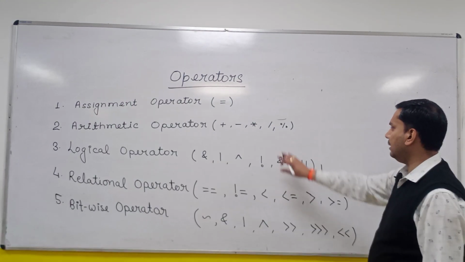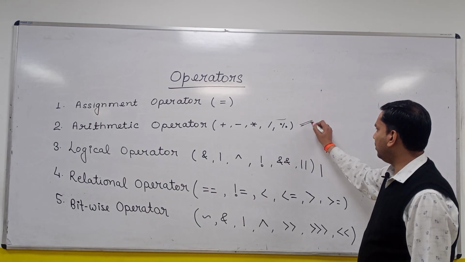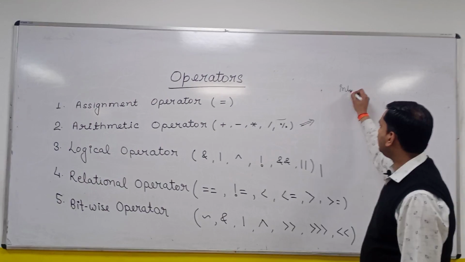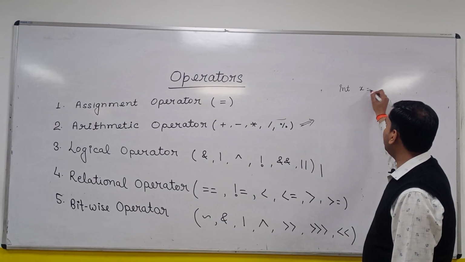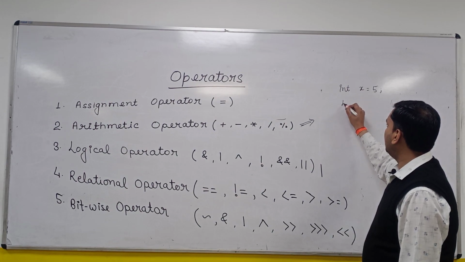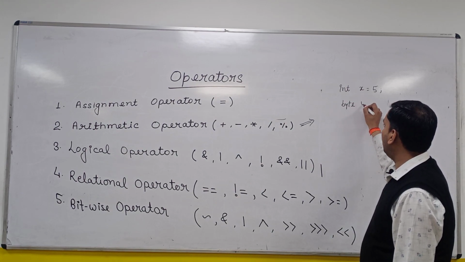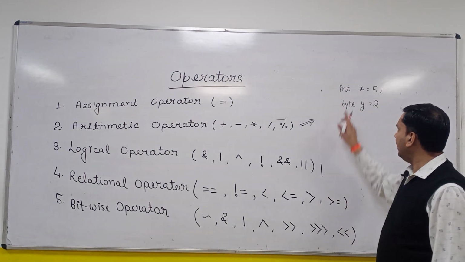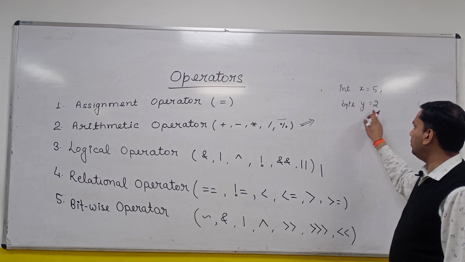So let us understand this arithmetic operator. There is only one important point here. Let's say I am writing here int x is equal to 5 and byte y is equal to 2. So both are the correct variable declarations: int x is equal to 5 and byte y is equal to 2.